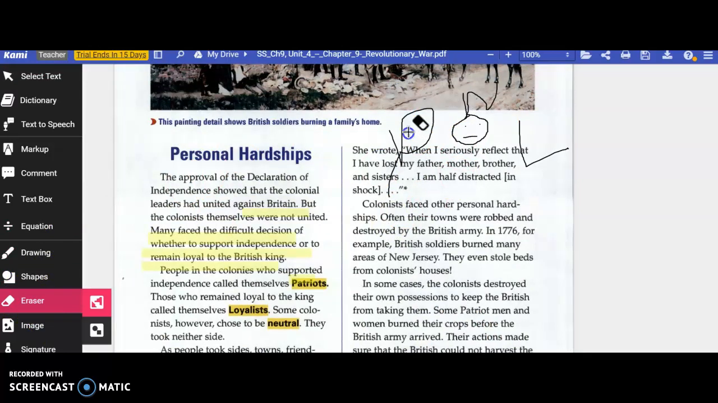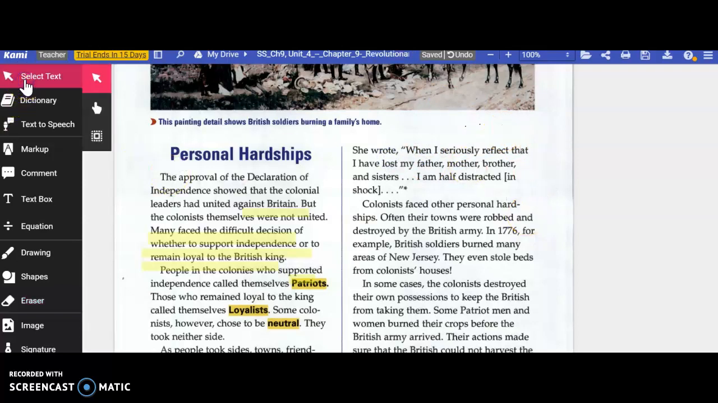Now I have to erase those scribbles. She wrote, "When I seriously reflect that I have lost my father, mother, brother, and sisters, I am half distracted in shock."